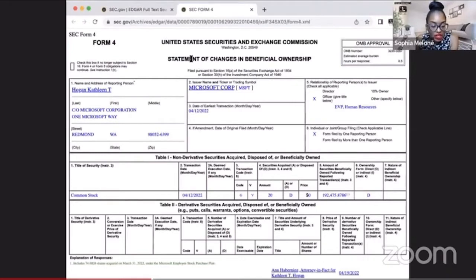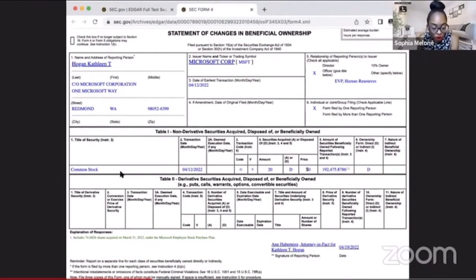This is just basically summarizing the changes in beneficial ownership, meaning changes in the stock. And you see how I was telling you what was changed. Common stock, this was the date of the transaction. These are the different codes, which I'm not going to go through and explain right now, but it gives you the price point and the amount of the securities beneficially owned following the reported transaction. And it'll also tell you the ownership type, which is direct. So it could be direct or indirect.